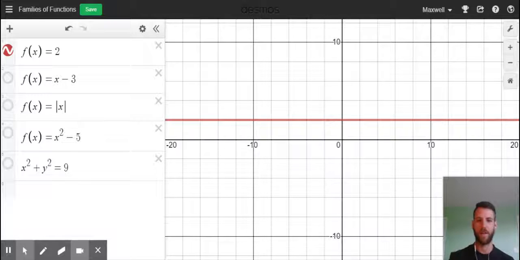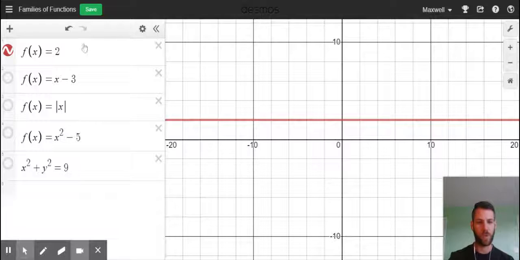We're going to be talking about nonlinear and linear systems in this section, and we will start with a little bit of review of a few families of functions. I have 5 different families of functions on the left-hand side of this graph application screen.